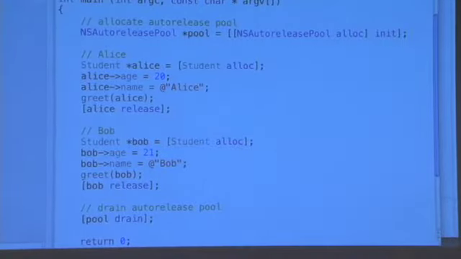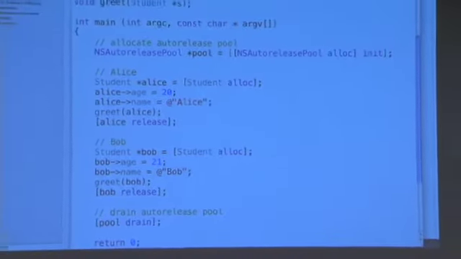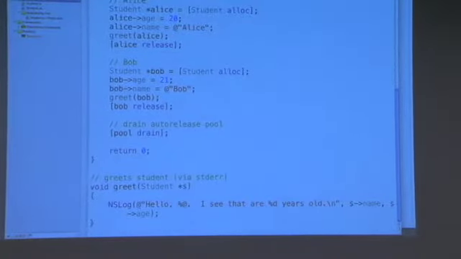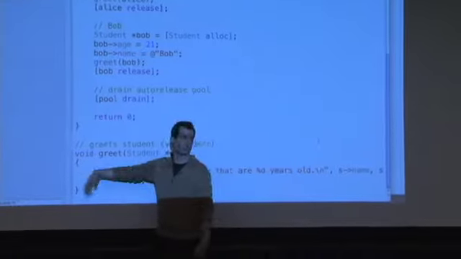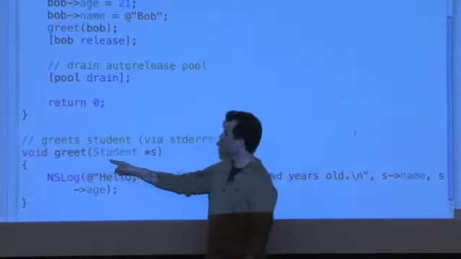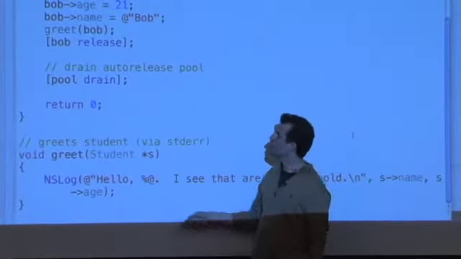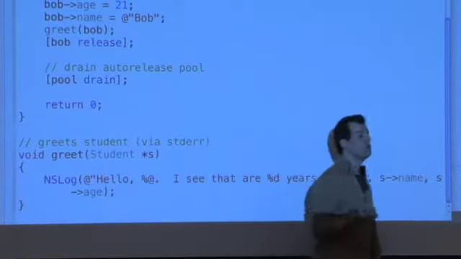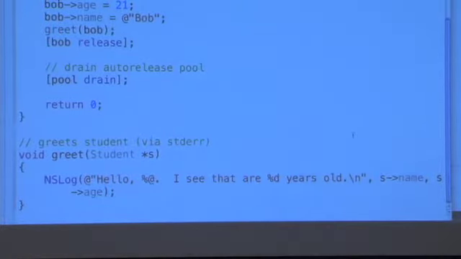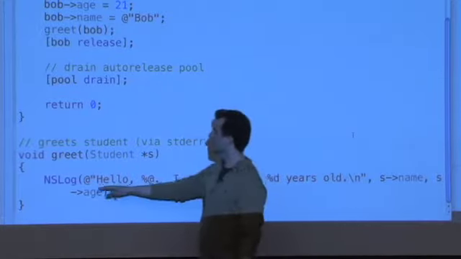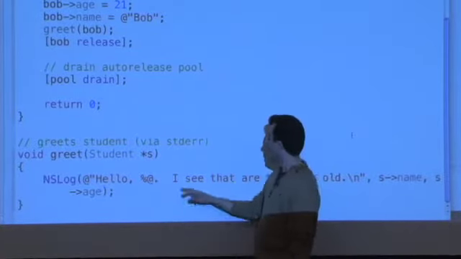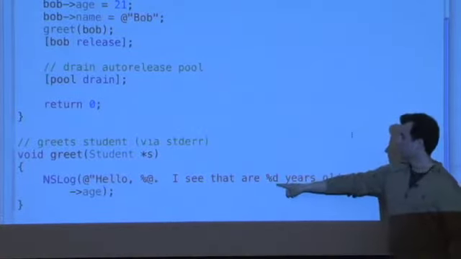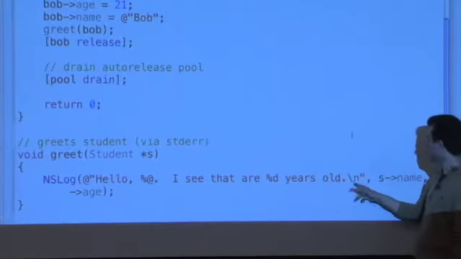Now, what is the greet method defined as looking like? Well, let's scroll down to the bottom here. At the bottom here, we have the function greet, returns void because it doesn't need to return anything, called greet, takes a pointer to a student here, and all I'm doing is using sort of our new equivalent of printf. If I just want some command line debugging output, NSLog, which takes an NSString as its argument, and it's going to say, hello, placeholder. This is the placeholder for an NSString. I see that you are number placeholder, years old, \n.